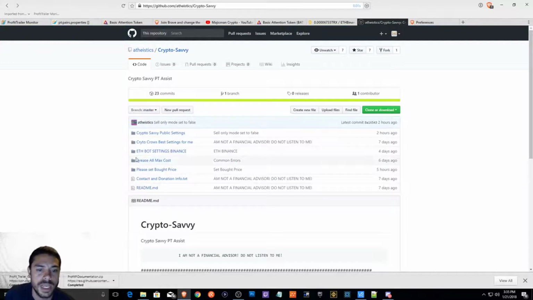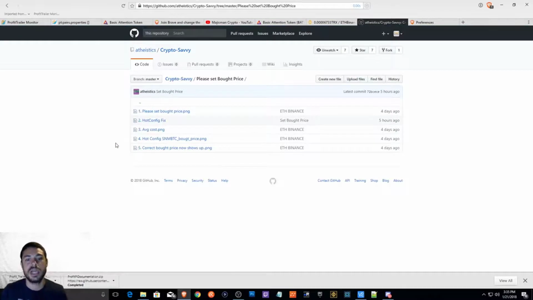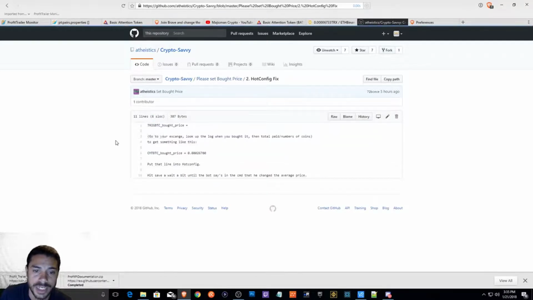He also has a please set bot price, which I did have an issue with. I had an issue with TRX because I bought TRX on the Bitcoin market, and then I tried to transition over to the Ethereum. That was the only coin I bought, but when I bought it, it was at a high, and when the market tanked like a week ago, I had just been holding it since. So it didn't have a bot price for the Ethereum market. You can definitely go in and set it manually.